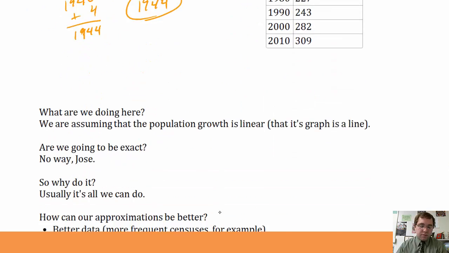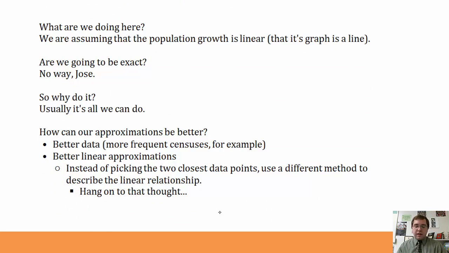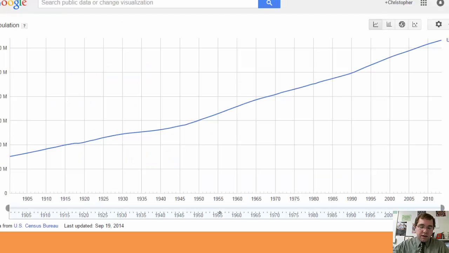That's it. What are we really doing here? Well, we're assuming that the population growth is linear. We're assuming that its graph is a line. Is it? Well, here's a graph. Is it a line? Not quite. It's not straight. Look at that. It's not a constant slope, but it's pretty darn good. This is a graph from 1900 all the way to 2010. So it's pretty darn close to linear as far as real-world data is concerned. So it is increasing at a fairly steady rate, but it's not completely steady. It's not the constant slope.